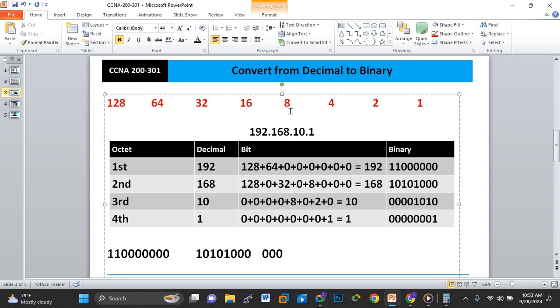So now we move to the 8. You can see here this is 10. Our octet here is 10, but on the bit table we can see 8. So if the octet is 10 and the bit is 8, will the bit now be on or off? It should be on.